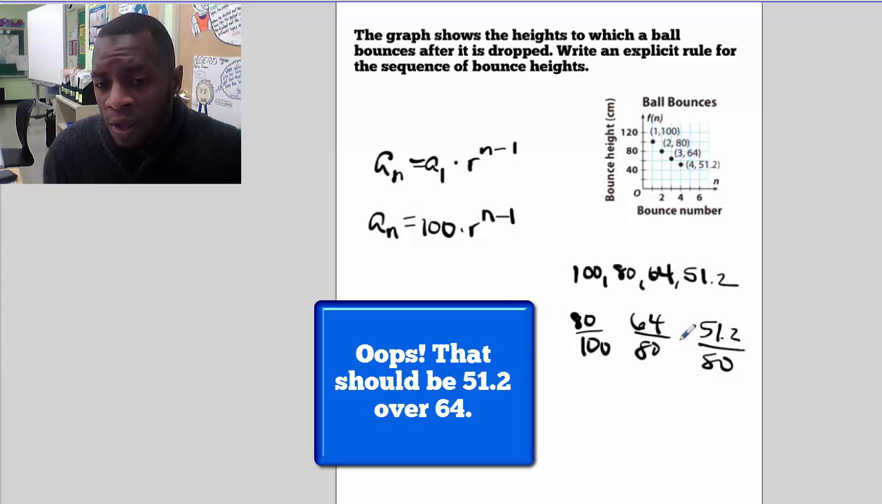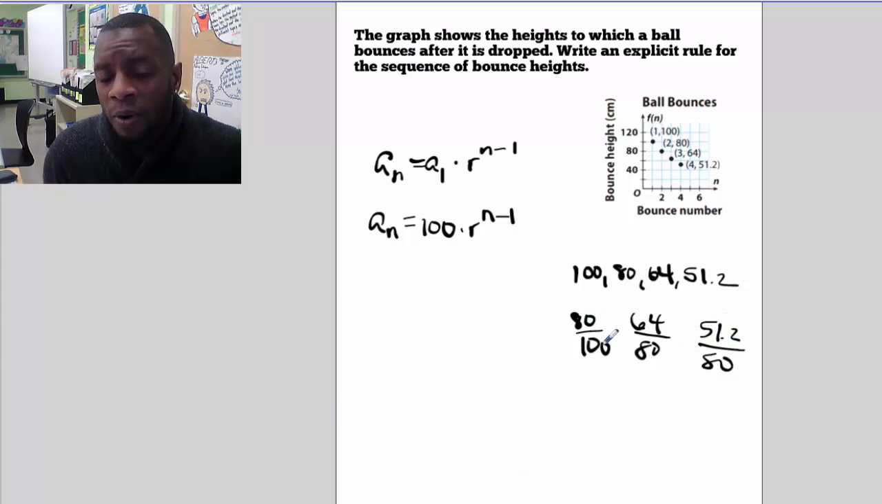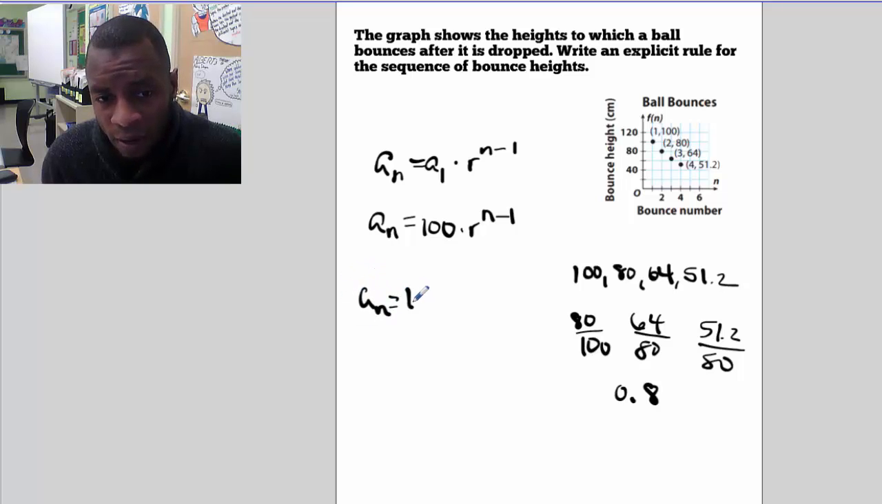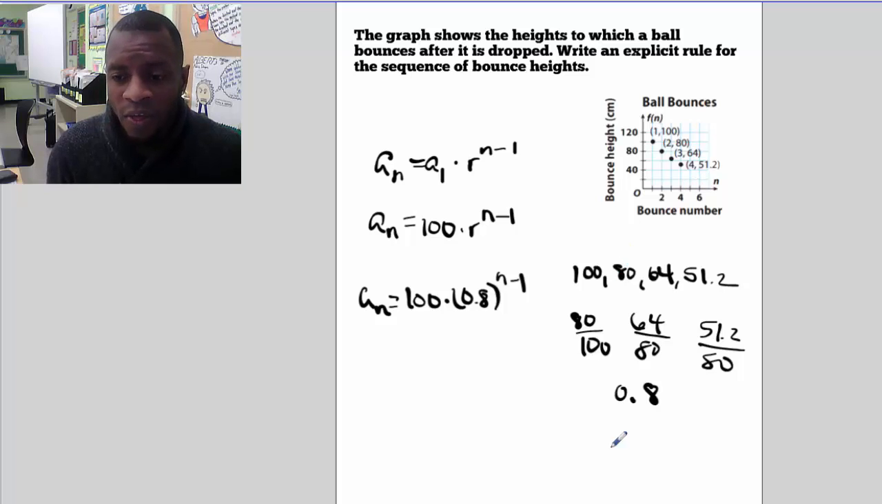And remember, in geometric sequences, our common ratio is constant throughout. So all of these ratios should give you the same common ratio, which would be 0.8. Okay, and so our r in this case is 0.8. So we'll fill that in, raised to the n minus 1. And this explicit function represents the information that's given in our graph, which shows the height to which a ball bounces after it's dropped. Okay, and that is the end of today's lesson.